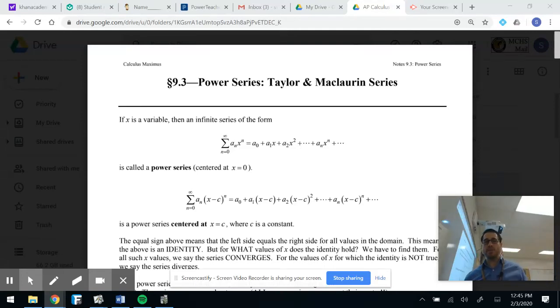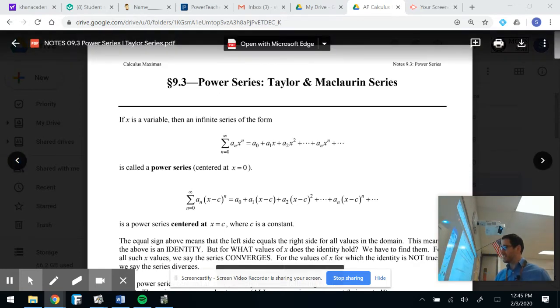Booyah! Section 9.3, Taylor series, specifically Taylor and Maclaurin series. Now here we go. We're going to try to get this first pass in under 30 minutes, because I told you that you had to do some homework last night. So let's go ahead and take a look at this.